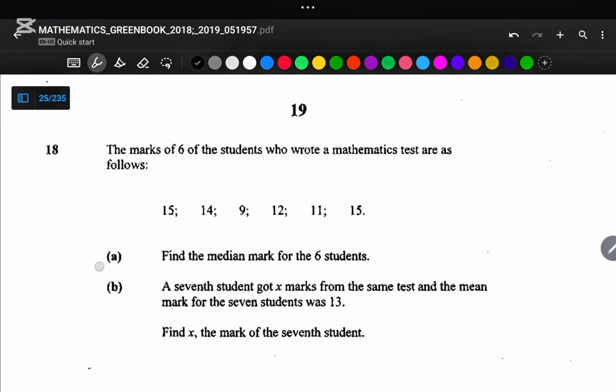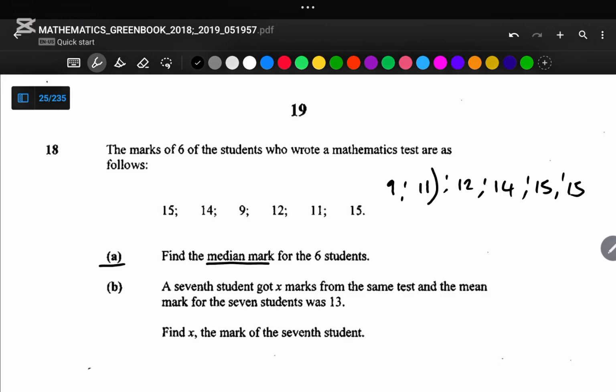Let us move on to number 18. The question says, the marks of 6 students who wrote a mathematics test follow: 15, 14, 9, 12, 11, and 15 again. In the first question, we are required to calculate the median mark of the students. To do this, we start from the smallest to the highest mark. So it is 9, 11, 12, 14, 15, and 15.